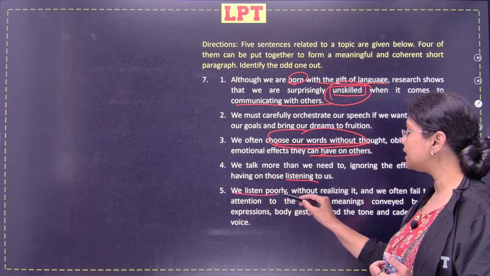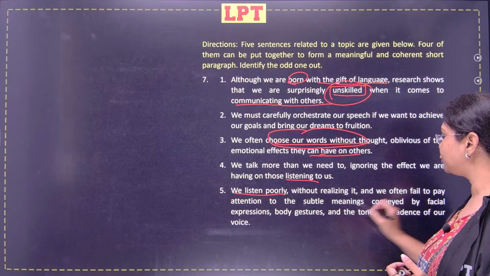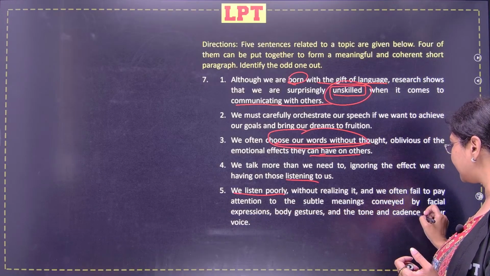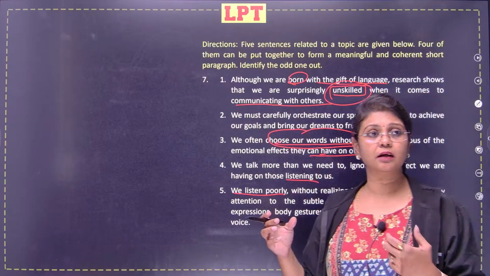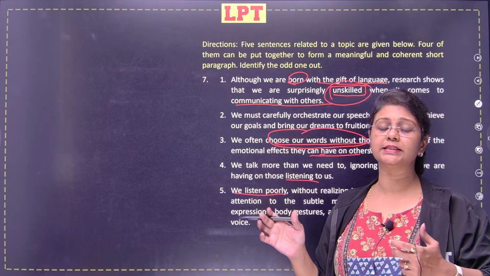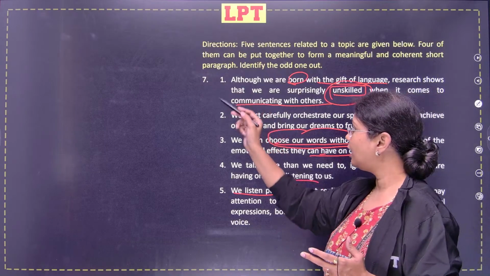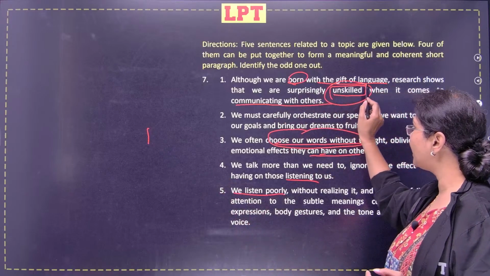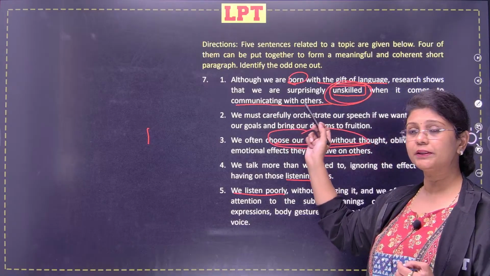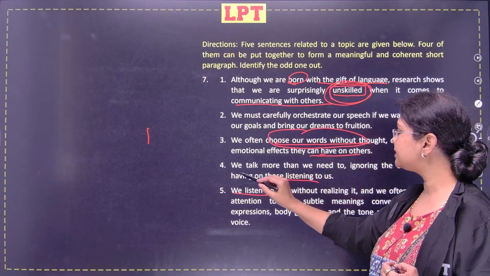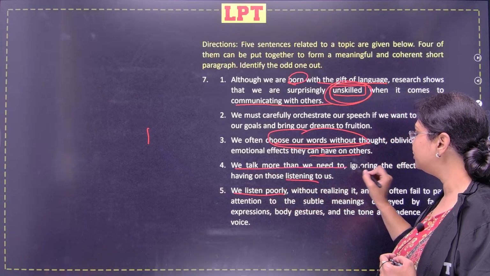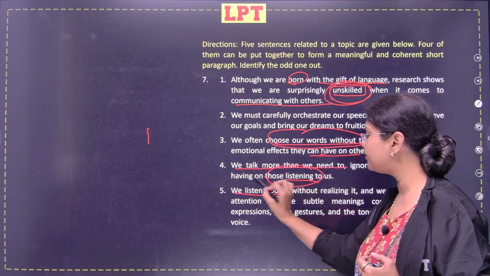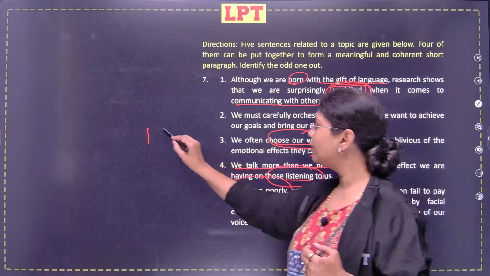It says, we listen poorly without realizing it, and we often fail to pay attention to the subtle meanings conveyed by facial expression, body gestures, and the tone and cadence of our voice. So if you have read these five sentences, you can start with sentence 1 because it gives you the idea that we are unskilled when it comes to communicating with others. Then you can have the fourth sentence, which says we talk more than we need to, ignoring the effect we have on those listening to us. And when you say listening to us, and we listen poorly, 4 and 5 form a pair.